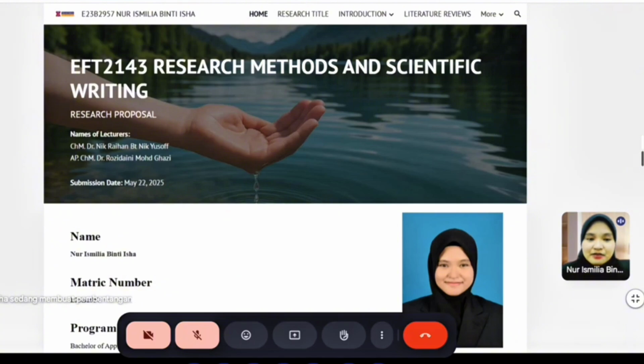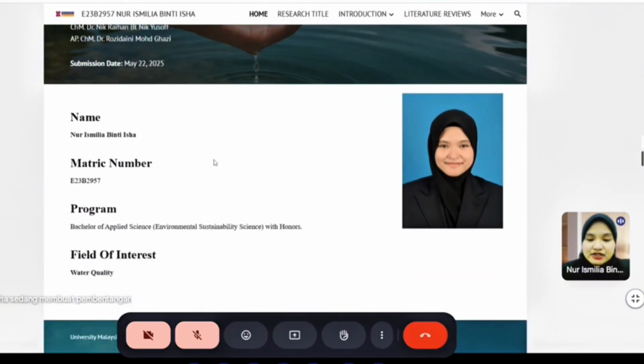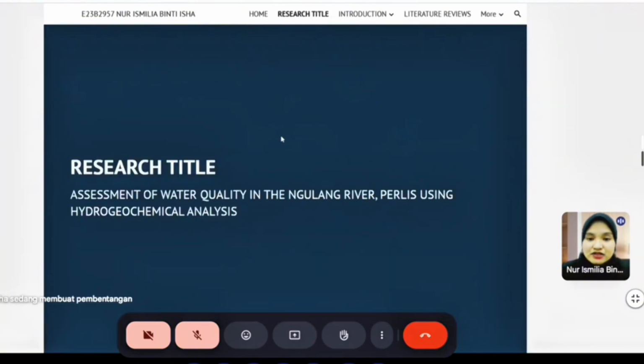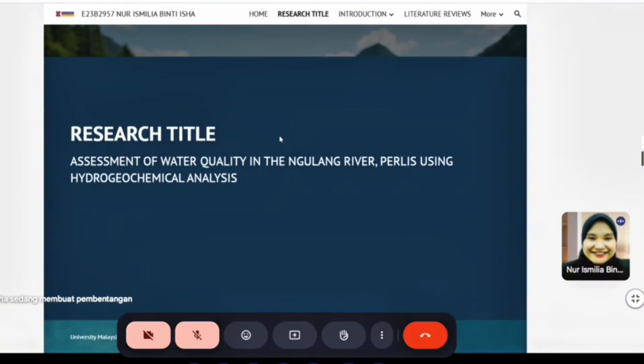Today, I would like to present my research proposal as part of the mini project assessment for the subject EFT2143 Research Methodology and Scientific Writing. My area of interest is in water quality, especially in understanding the influence of chemical composition of water bodies and groundwater systems. Without further ado, I will begin with the title of my research, which is assessment of water quality in Mulang River, Perlis, using hydrogeochemical analysis.